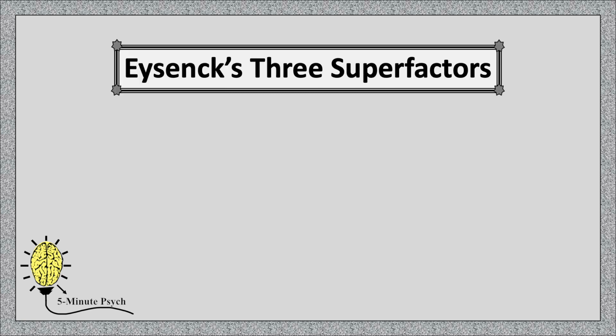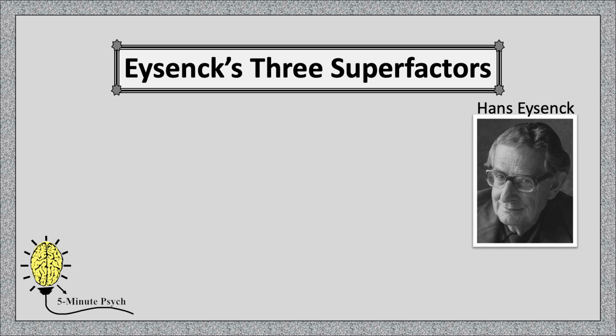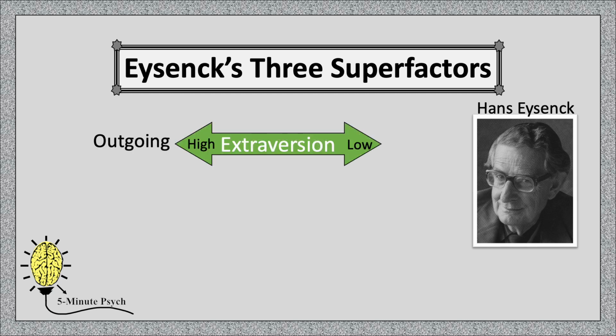One of the first to use statistical tools to identify core personality traits was Hans Eysenck, and he believed that personality is made up of 3 independent traits, or superfactors as he called them, and that we could score anywhere from high to low on each of these superfactors. These factors are extroversion. If you scored high, then you're very sociable, but a low score here would mean you get drained around other people.